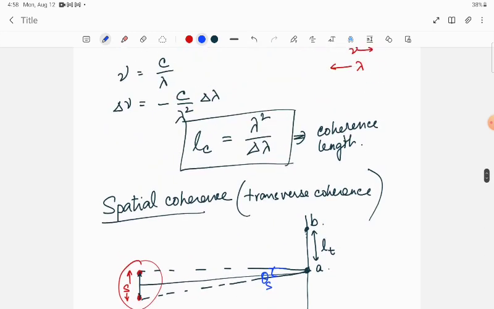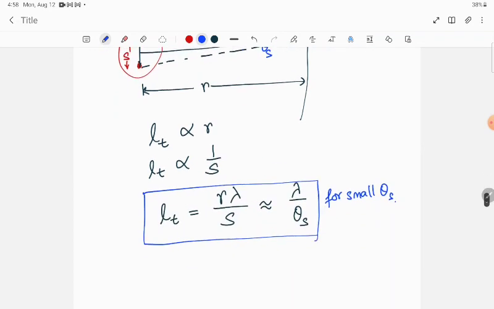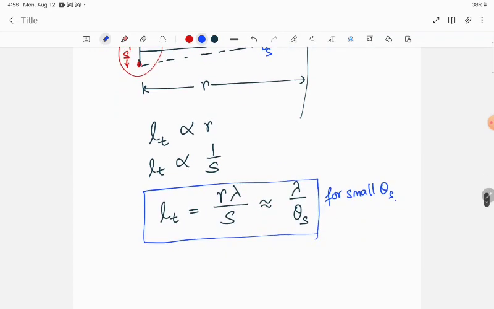So please note that these two boxes you have to remember. One is the temporal coherence length, that is basically how far the beam propagates before it loses its coherence, and the second one is the transverse coherence, which is how far you can go from the central beam, I mean, laterally you move out of the beam and still keep the coherence. So that's where we stop today.